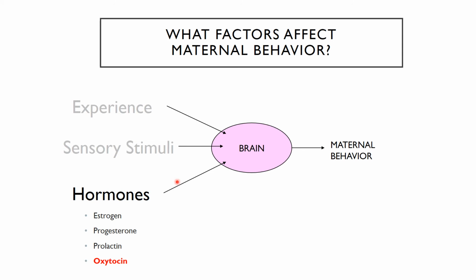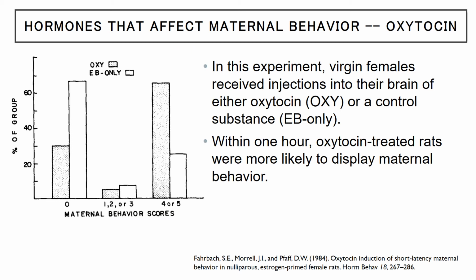The last thing we're going to discuss, and we've already touched on it a bunch, is hormones and their role in inducing maternal behavior. There are a bunch of hormones that obviously are involved: estrogen, progesterone, and prolactin. We're not really going to discuss prolactin at all, but estrogen and progesterone, we'll talk a little bit more when we talk about sex. Instead, we're going to focus, again, just on oxytocin. So for hormones that affect maternal behavior, such as oxytocin, we're going to look at treating virgin females with oxytocin to see what happens to their overall maternal behavior.